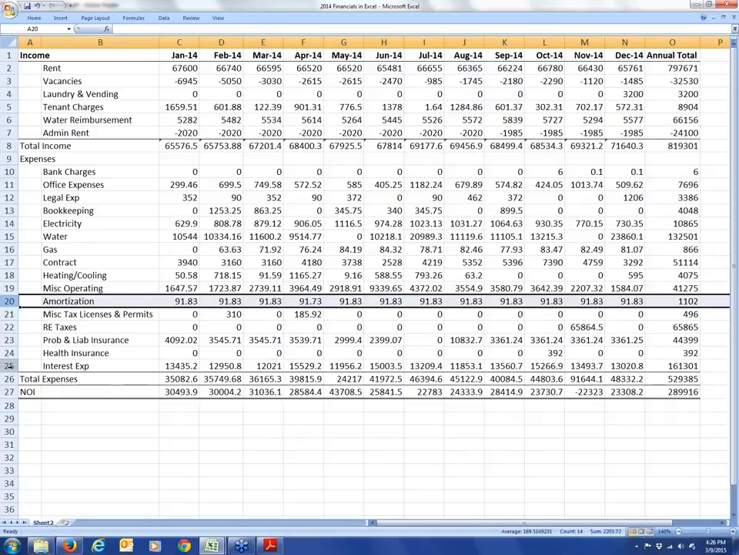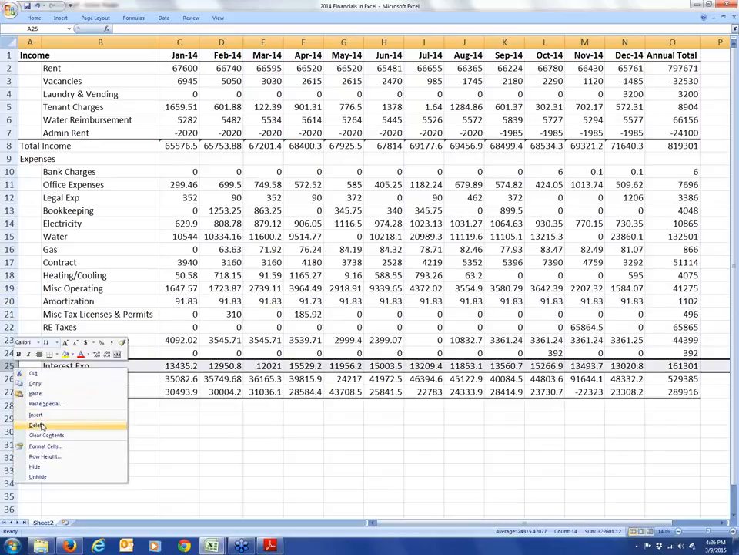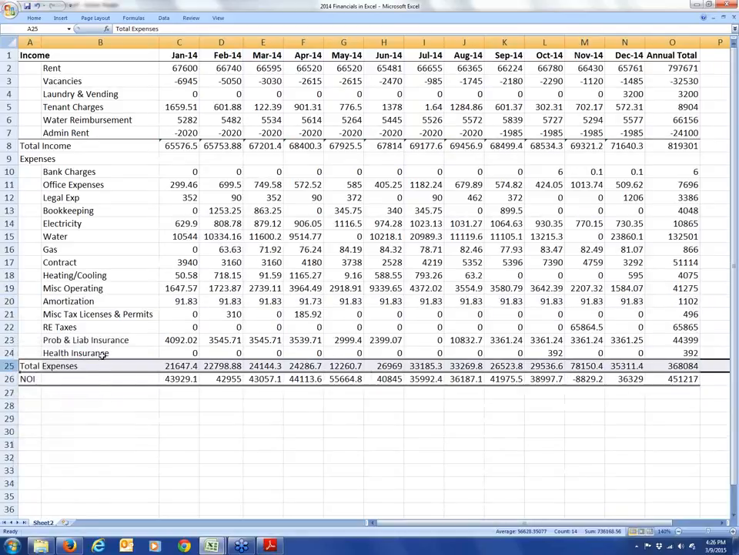And interest expense shouldn't be in there either. That's kind of strange. What other income numbers did they put in here? Contract services, gas, water, bookkeeping. All right.